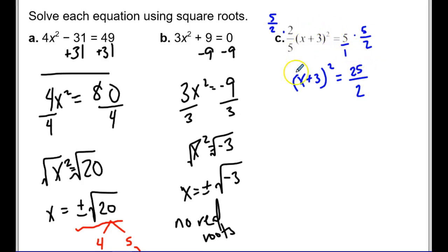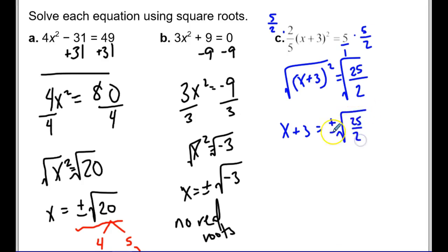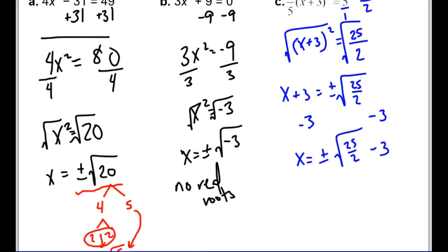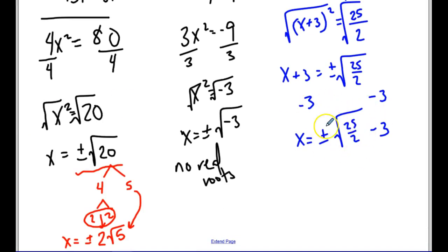So now I can go ahead and take the square root of both sides. So now I have x plus 3 equals plus or minus the square root of 25 over 2. So now I can simplify and get this x by itself by subtracting 3 from both sides. So x equals plus or minus the square root of 25 over 2, minus 3. So here is another example of where I want to simplify my radical.